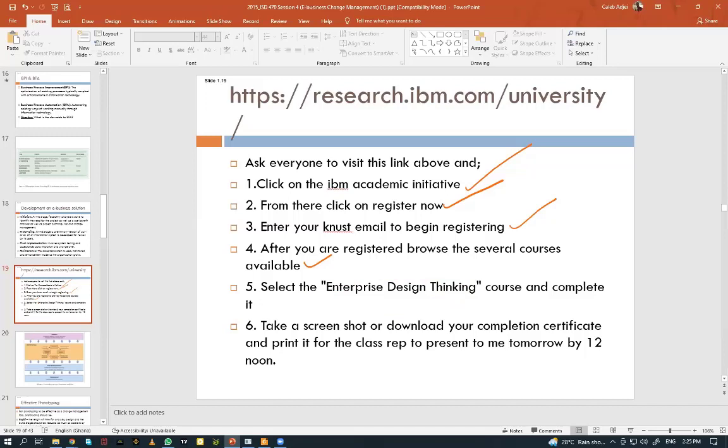Go through the course and complete the course. When you are done with the course, you'll be issued a certificate. Take a screenshot or download your completed certificate. We initially wanted you to print and submit to your course rep, but anyway, the further details will be posted on the V class by Wednesday. So keep checking the V class, whether we want you to print it or upload it. The evidence of you participating in this exercise is your certificate, because the certificate will bear your name. So when you are registering, make sure you register with your full name.